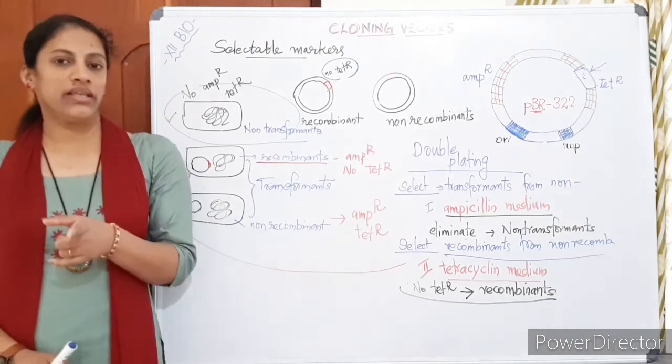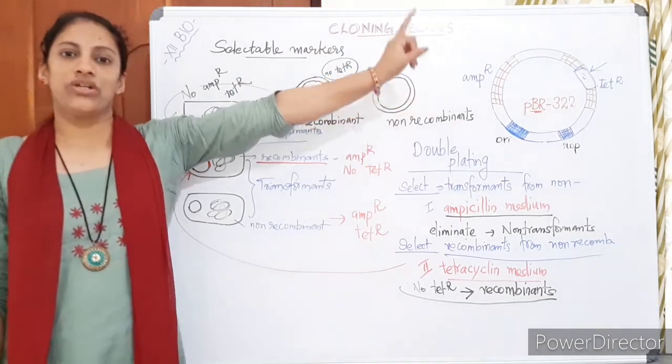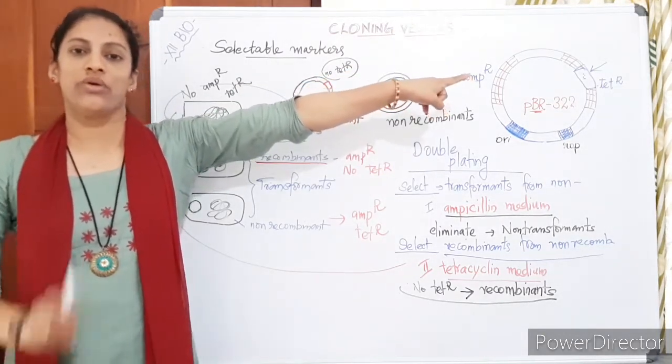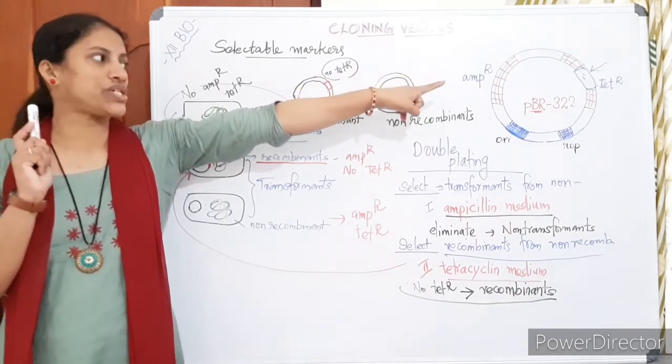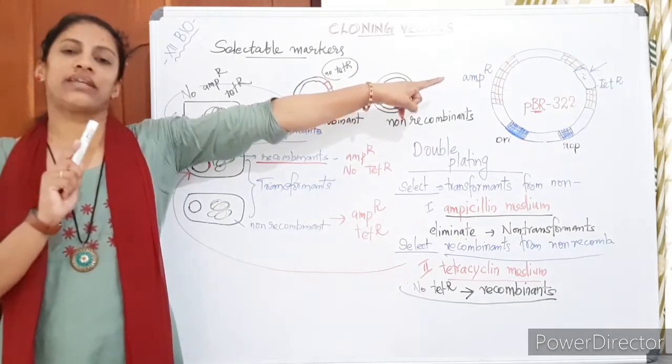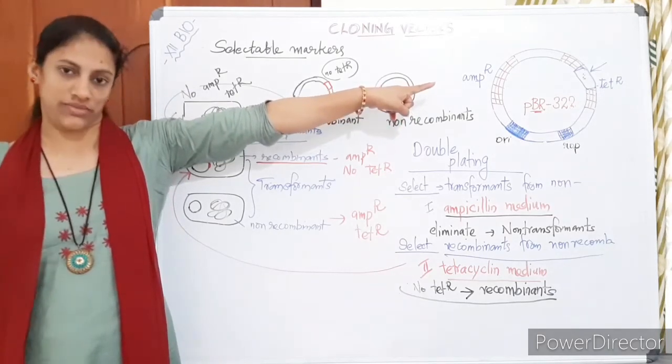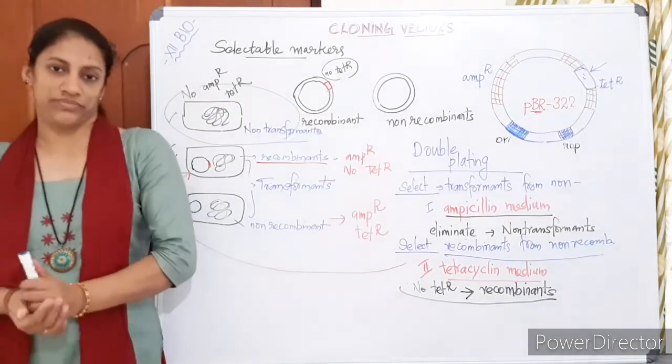Okay, once again, here in the plasmid, due to our insertion, one character is inactivated. That means due to the insertion of the gene there, tetracycline resistance property is lost. So this is a double plating method.